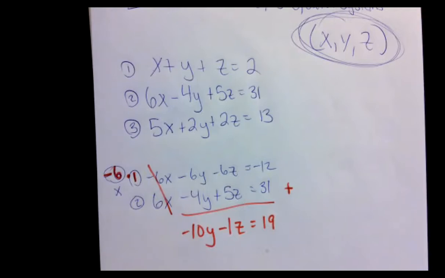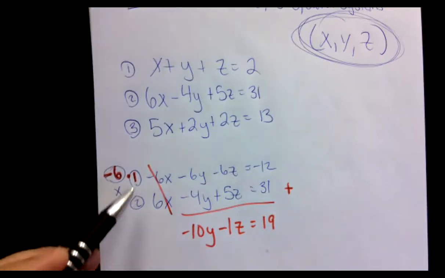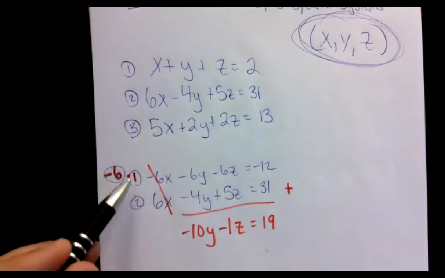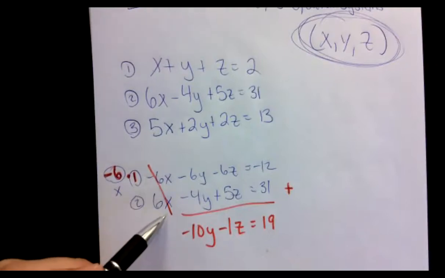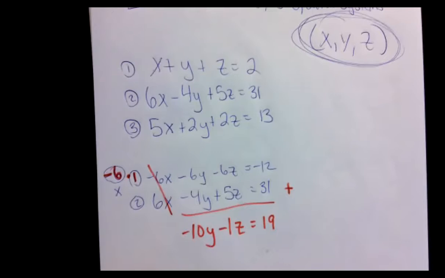Step 2, and this is the key. This is what's going to make this work. We have to choose 2 different equations. So I can't pick 1 and 2 again. I can pick 1 and 3, or I can pick 2 and 3, but I've got to cancel the same variable. If I cancel a different variable, that doesn't help me out. It doesn't gain me any ground and I can't move on.